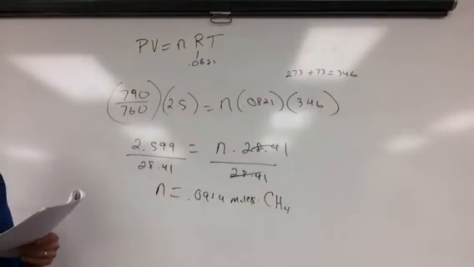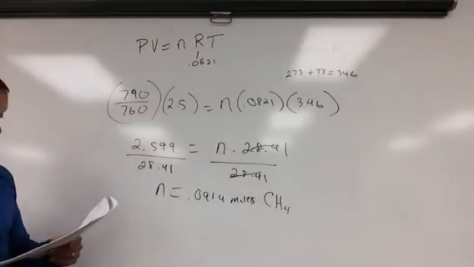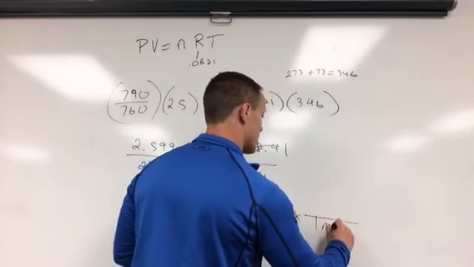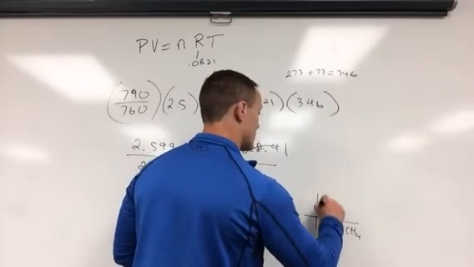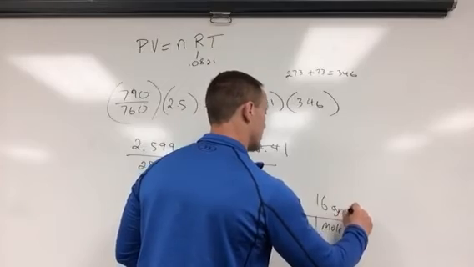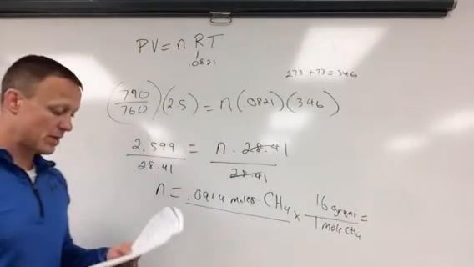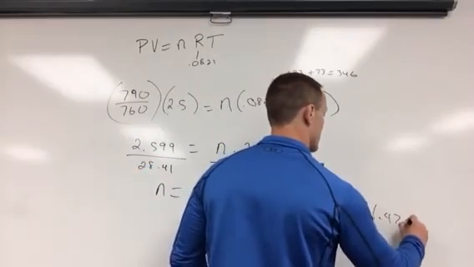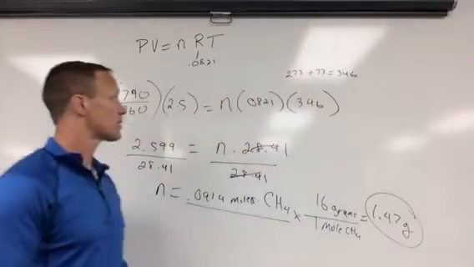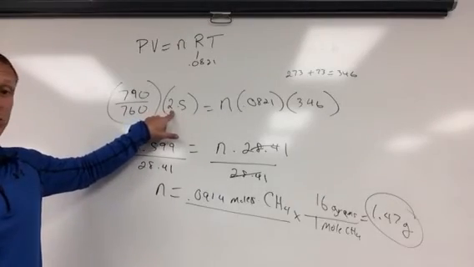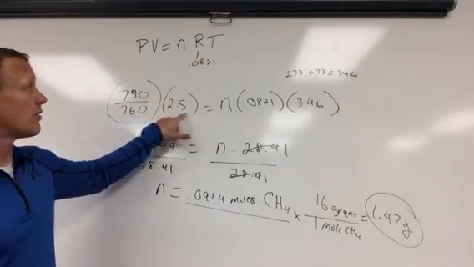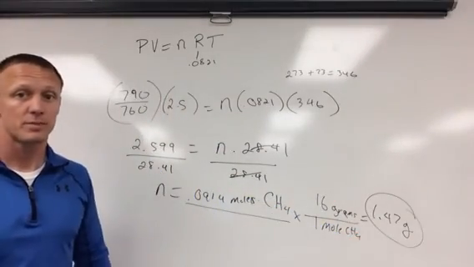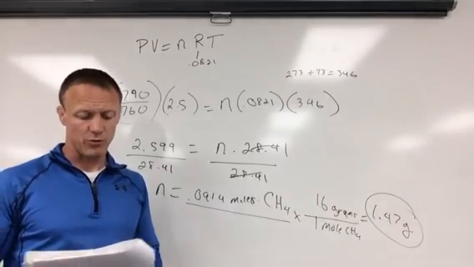The question wanted to know how many grams that would be if we had 2.5 liters of that gas. So we need to convert that to grams. Every mole of methane is 16 grams, and you end up with about 1.47 grams of methane. So 2.5 liters, which is probably less than a mole, at this temperature and this pressure would be 1.47 grams of methane. Examples 3 and 4 will be on a different video.